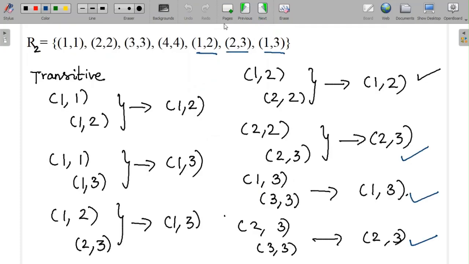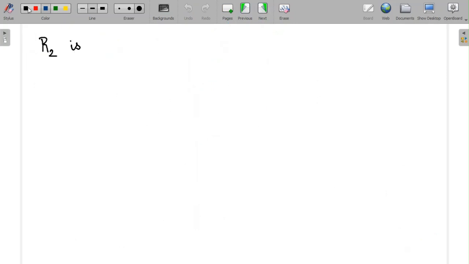So we have considered all possible ordered pairs for all choices of A, B, and C, and we see that they meet the conditions necessary for the relation being called a transitive relation. So therefore, we conclude that R2 is transitive, as we just saw.